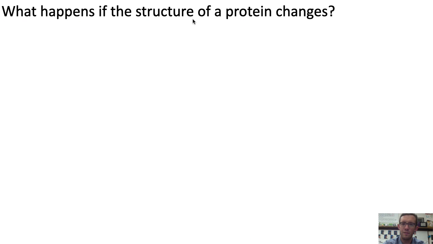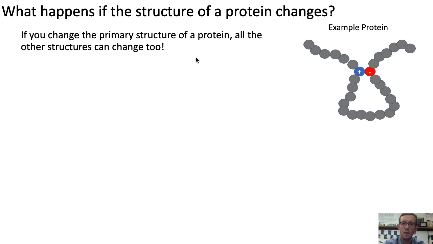So what happens if this carefully constructed shape of a protein changes? If you change the primary structure of a protein, that is, you change the sequence of amino acids, there's the potential for all the other structures to change too. For example, we have this protein here. We can see its long strand of amino acids, and right now the protein is being bent and folded by a salt bridge. You've got a positive amino acid on one side of the strand and a negative amino acid on the other, and that's connecting this protein into a clover leaf, into this kind of loop here.